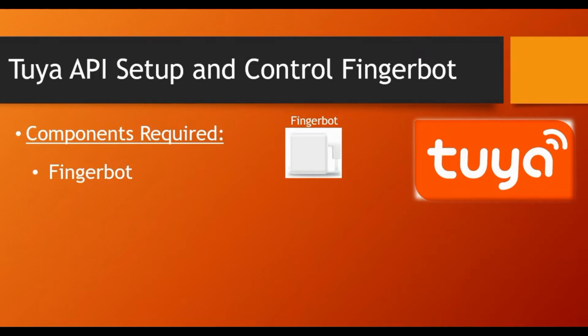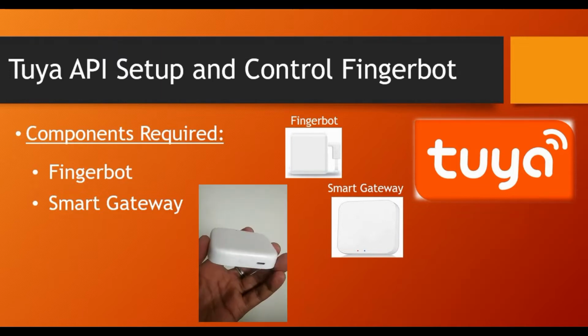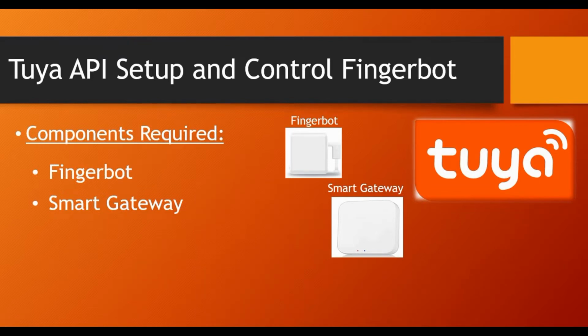Other than the Fingerbot, what we require is a smart gateway. We are going to use this smart gateway. This also comes along with the Fingerbot if you buy it as an overall package, but you can buy it separately as well. This is how it will look. Why we need a smart gateway is that the Fingerbot you can control with Bluetooth, but if you want to control with the IoT cloud, you need a gateway which can connect to the internet. So we are going to use the smart gateway.